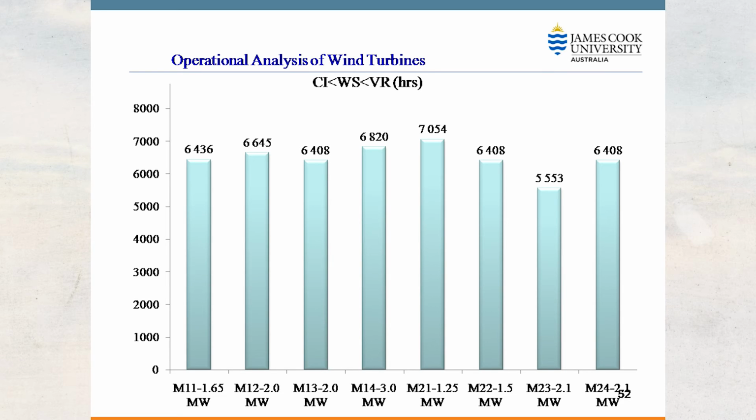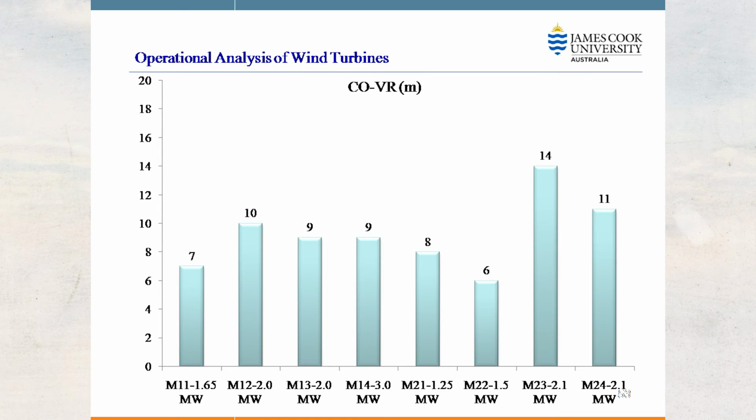For example, that particular wind turbine worked 5,553 hours when wind speed is between cut-in and rated power. It makes sense because this wind turbine was mainly operating during the flat region of the power curve. So it has been working less in the cubic part of the curve.